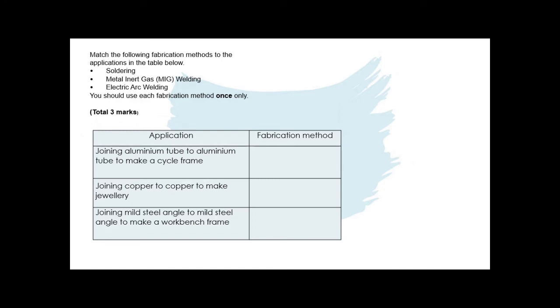So the next one, match the following fabrication methods to the applications in the table below: soldering, MIG welding, arc welding. So in this case it's quite simple, this is multiple choice, you can only use each method once. So again, pause the video, have a go at answering it. You can use your textbook and your notes, but I'm going to put the answers on in a second, so please just pause it so you get a chance to answer it yourself.